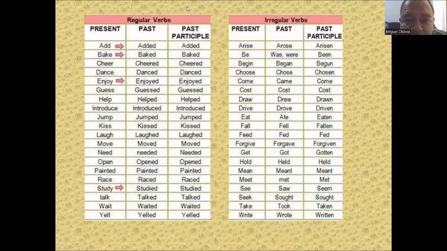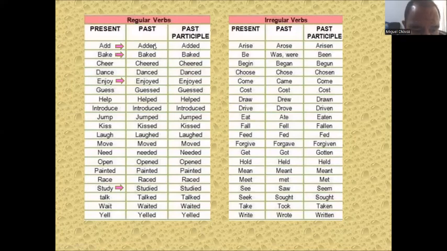Don't forget that for past participle, we are going to have regular verbs and irregular verbs. The regular verbs add ed to form the past participle. Most of the verbs add ed to form the past participle. Enjoy, enjoyed. If we have a verb that finishes in e, we only add d. Bake, baked.